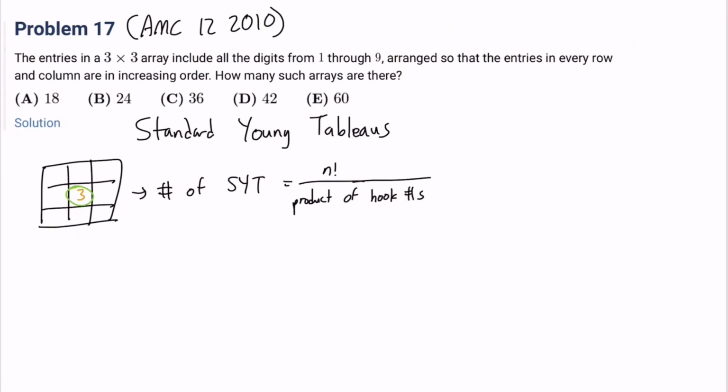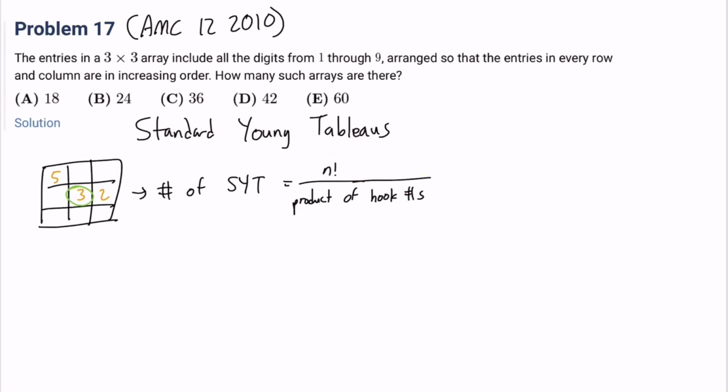So this hook number will be 3. Then the hook number for this one, that's just this thing, so that will be 1, 2, 3, 4, 5, right? So the hook number for that will be 5. The hook number for this one will be 1, 2, and because there's nothing below it, that will be 2. So those are hook numbers. So it's n factorial over the product of those.